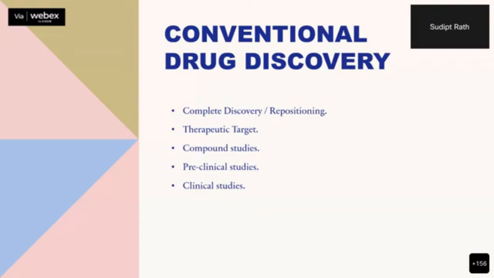In case of complete discovery, it typically takes 8 to 10 years, and the success rate of drug discovery is roughly 10 to 15%. That means if 1 lakh new drug compounds are presented before the world, out of that only 10 to 15% of the drugs actually come to the market. This is how the success rate comes.